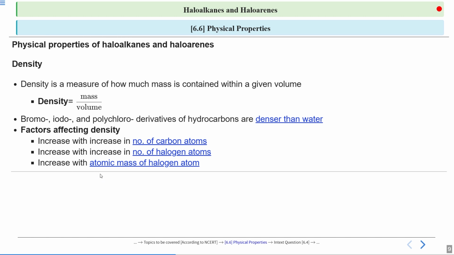Also, density will increase with atomic mass of halogen atoms. So if you attach different halogen atoms, not in number but in kind, like you are attaching bromine, iodine, fluorine, chlorine, as you are attaching the higher members of the halogen group within your alkyl or aryl structure, there will be an increase in the density. So density will increase with atomic mass of halogen atom. As the atomic mass of the halogen atom present in our haloalkane and haloarenes increases, the density of the molecule will also increase.